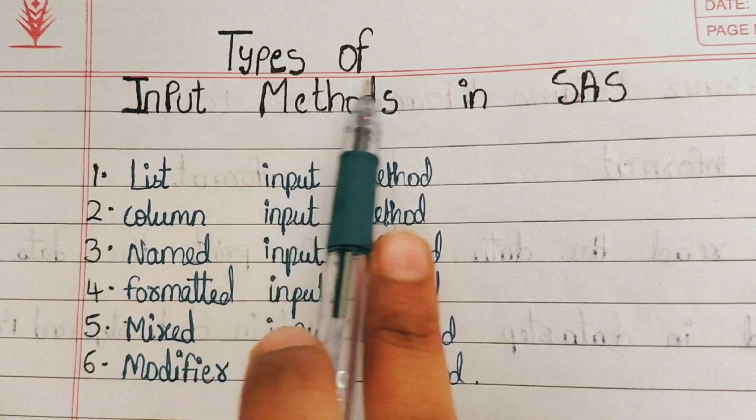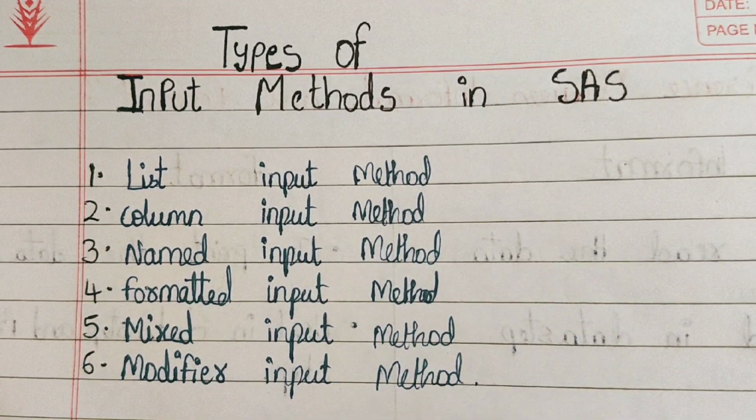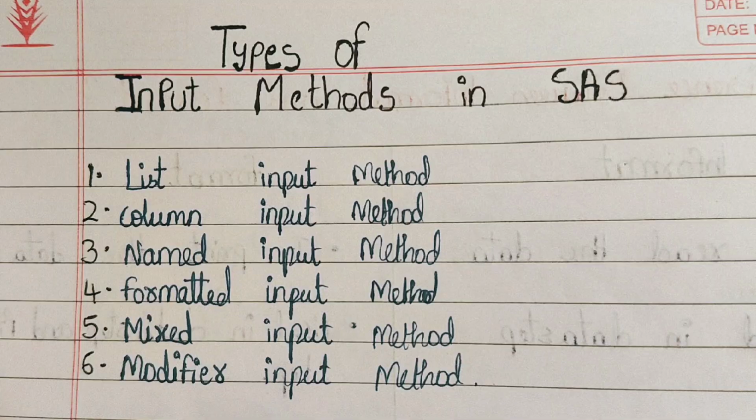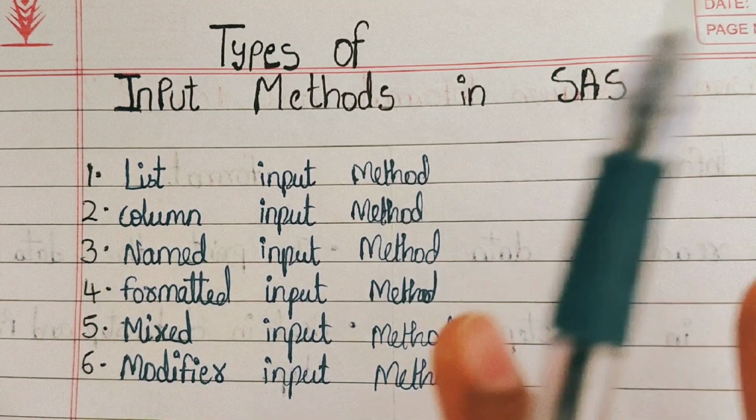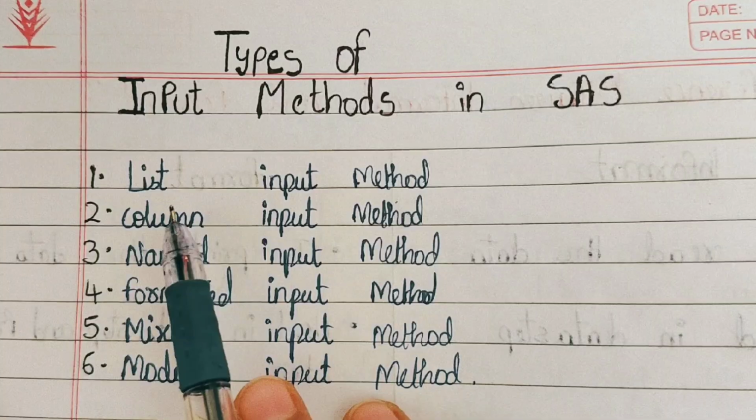Today I'll talk about types of input methods in SAS. We have 6 types of input methods. How many? 6. Only 6 we will have. First is the list input method.